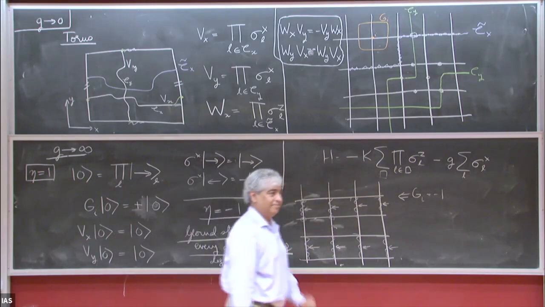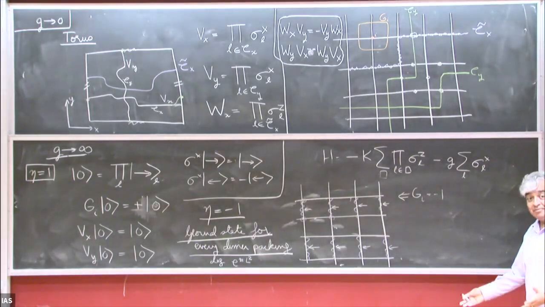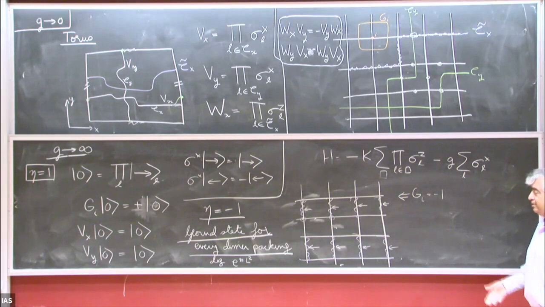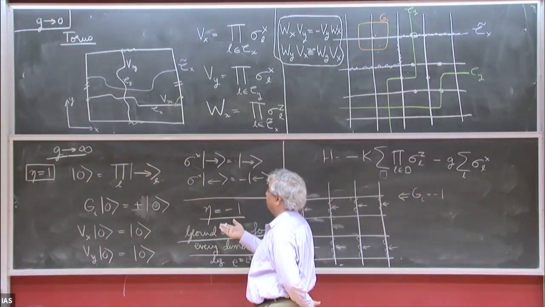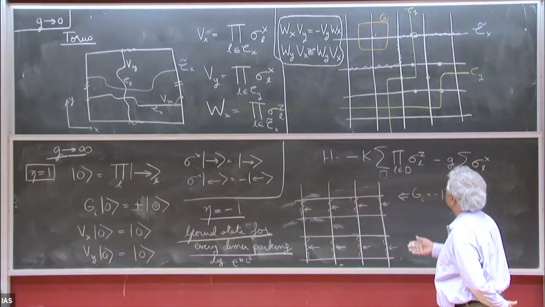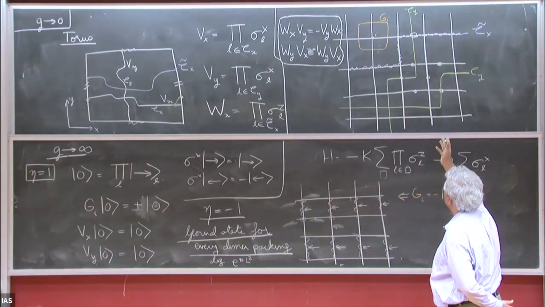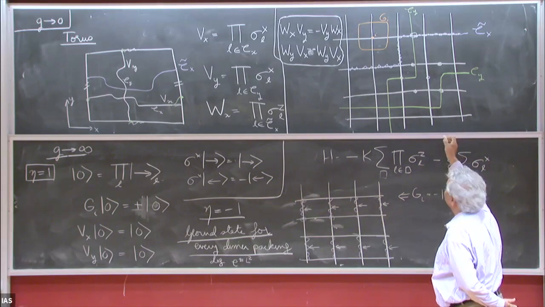So it's very different. In the end, this is actually quite a difficult problem. We have to now do 1/g perturbation theory, and that's going to give us a Hamiltonian in this subspace of states. Although the subspace is very large, it's still smaller than the original subspace. The original subspace had a dimension 2 to the 2L squared.